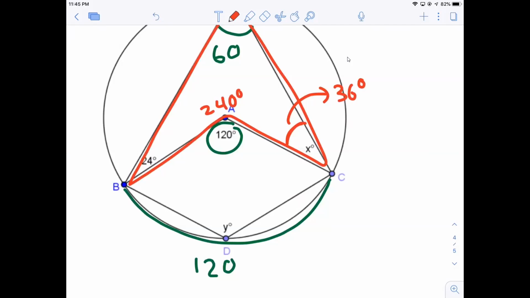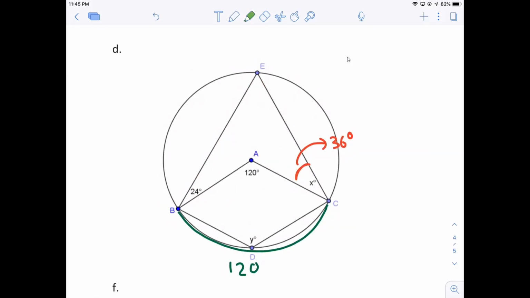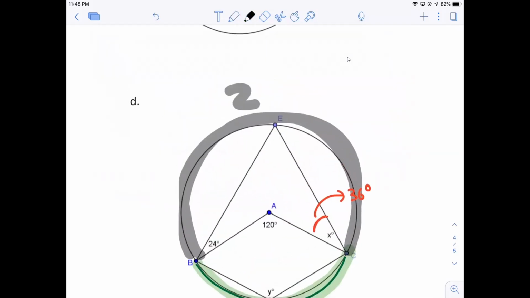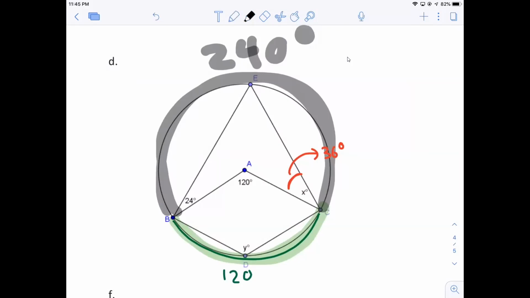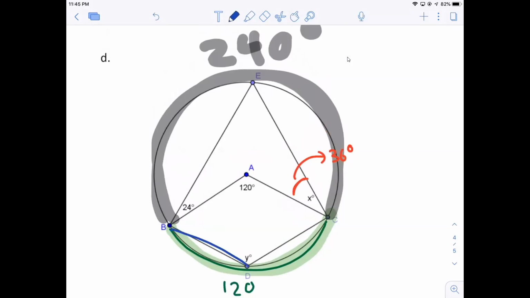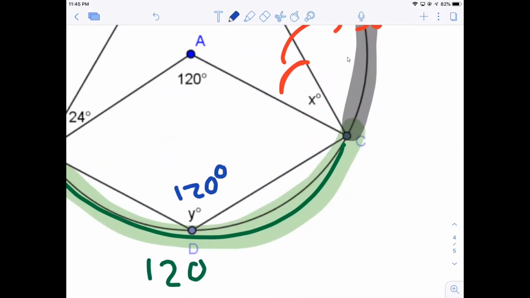And now to solve for y, aha, I like this one. So x is 36 degrees. If this arc here has a measure of 120 degrees, doesn't this major arc, that entire arc, right? Well, that's going to have a measure of 240 degrees, because 120 plus 240 is 360. That's the sum of the angles in a circle. And here is the inscribed angle to this 240 degrees, making the measurement of angle y 120 degrees.